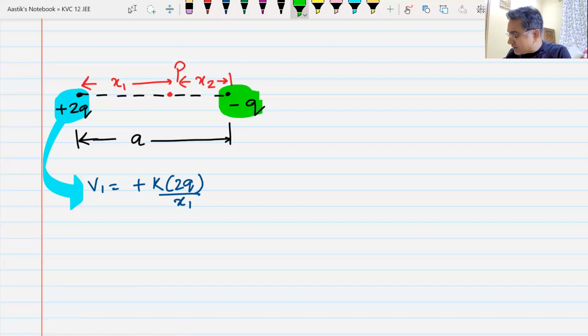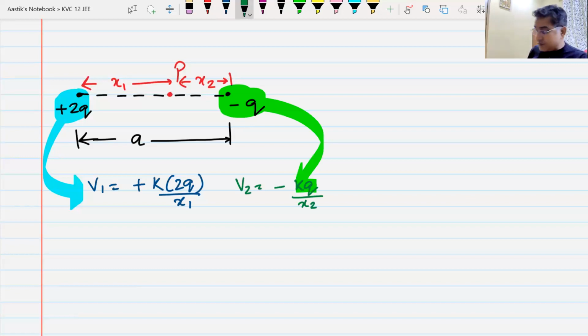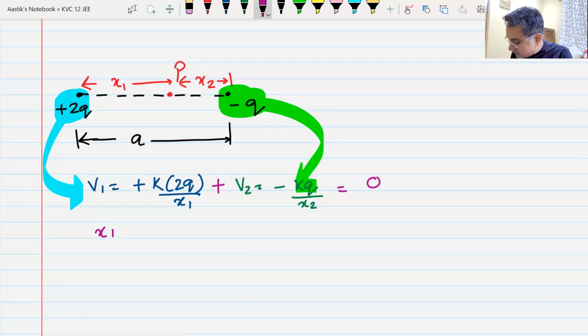And the potential due to this negative charge, let me call it V2. This V2 should be equal to minus KQ by x2. Now V1 plus V2 has to be equal to 0. From here, I will get the relation between x1 and x2. What is the relation between x1 and x2? 1:2, sir. 1:2. Correct? Yes, sir.